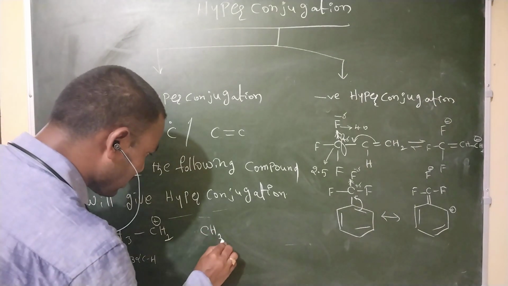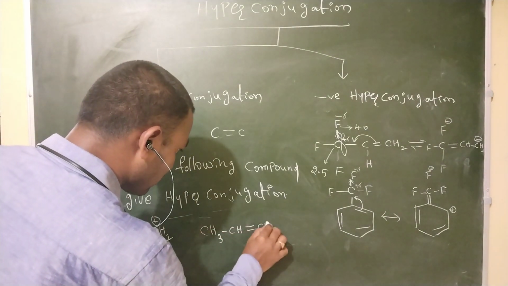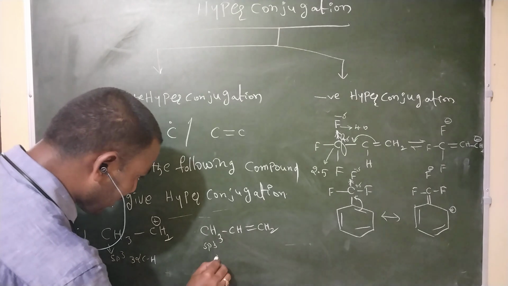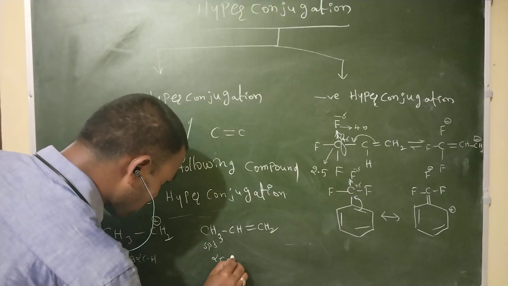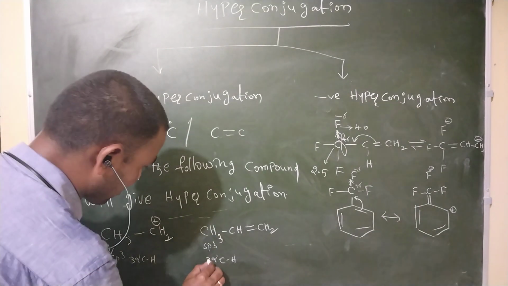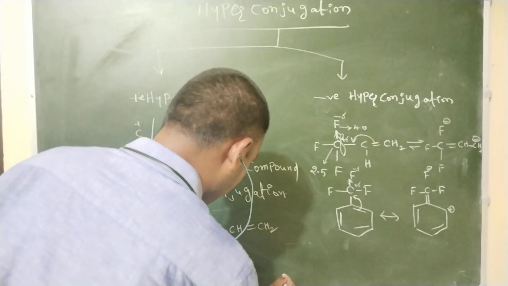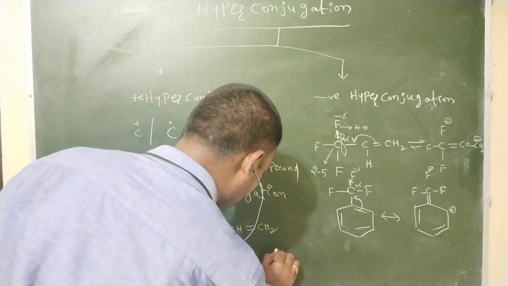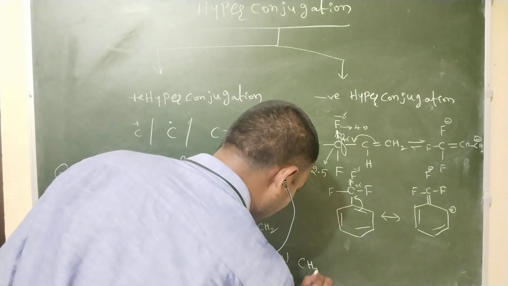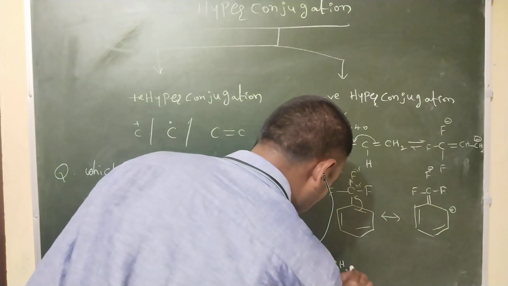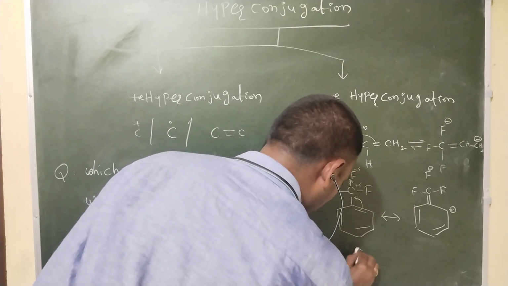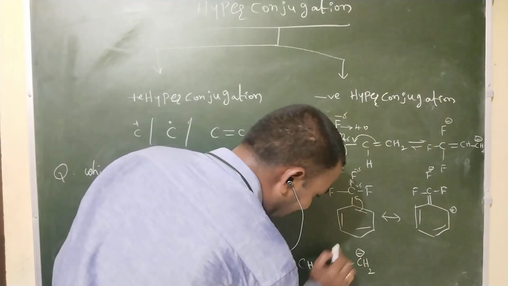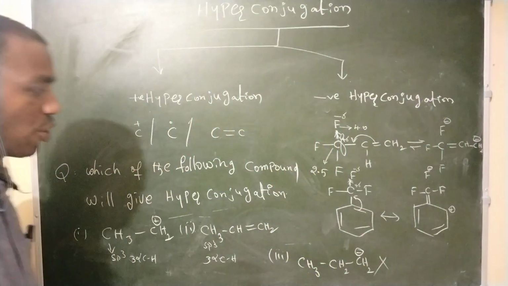If you go with the next, CH3CH=CH2. Here also an sp2 carbon is attached with an sp3 carbon, and we have 3 alpha CH bonds like this. This is example 2. If you go with example 3, CH3CH2 minus. See here, in this compound the negative charge carbon, that is a carbanion, won't give hyperconjugation.